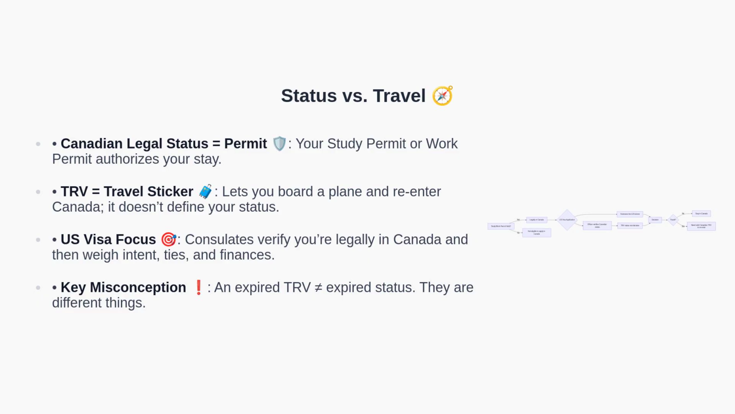For U.S. visa purposes, consular officers primarily confirm that you are legally residing in the country where you apply, which in this case is Canada, and then they assess your non-immigrant intent and financial capability. The frequent misunderstanding is that an expired TRV means your status is invalid. That is incorrect. The TRV and your permit serve different roles. As long as your permit is valid, you remain legally in Canada even if the TRV has expired.